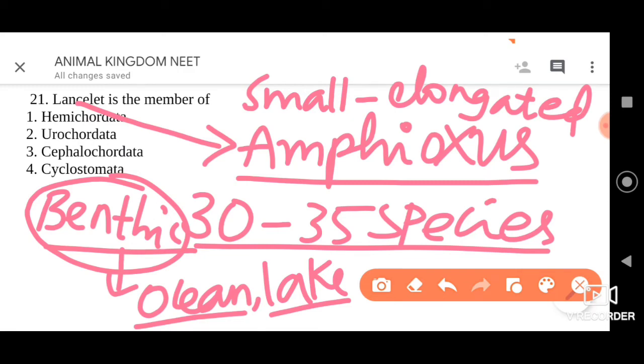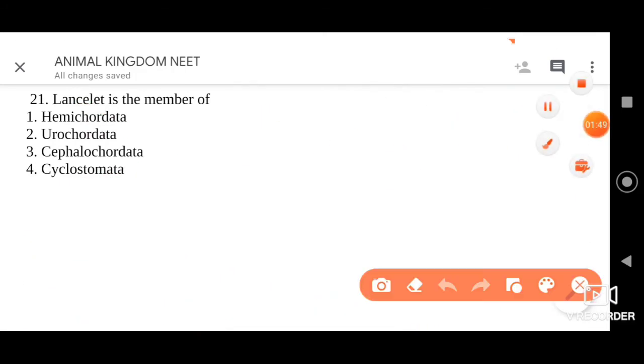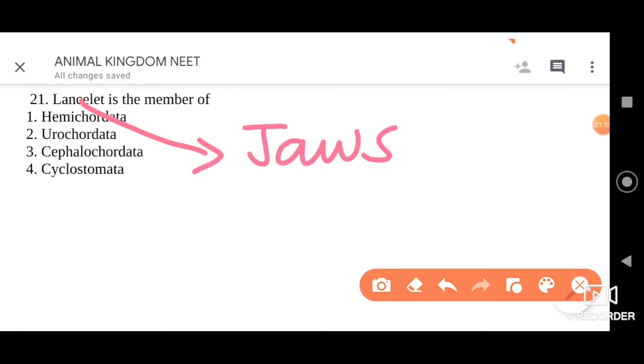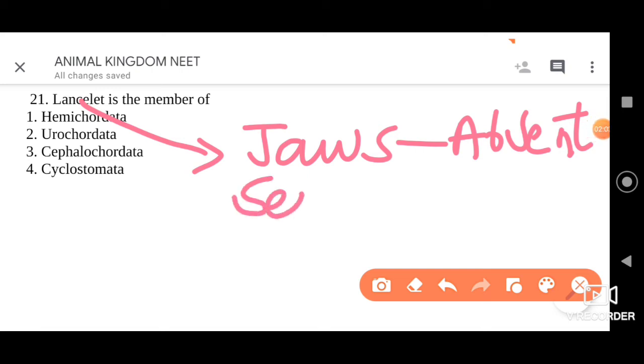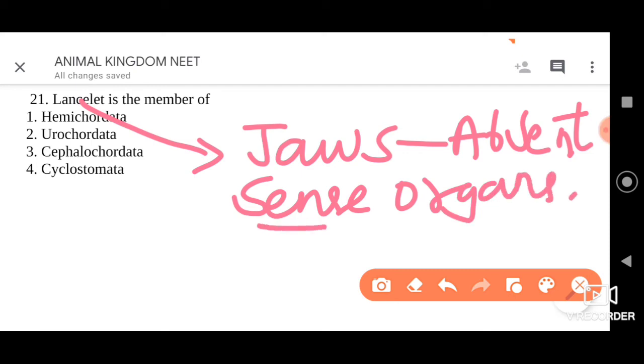And let me tell you, dear students, that these lancelets do not possess jaws. Jaws are absent, or they lack jaws. This is one point. And they also do not possess sense organs. So let me tell you, these lancelets are the modern representatives of the subphylum which comes under the chordates, called cephalochordates. So please go for option 3.